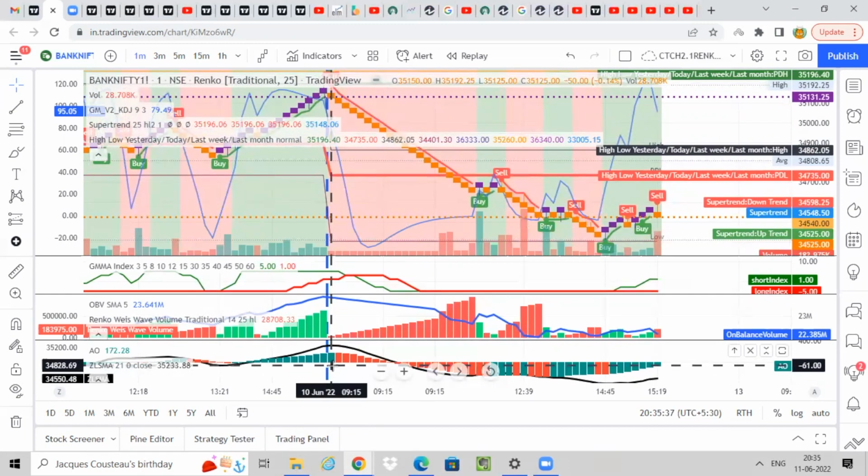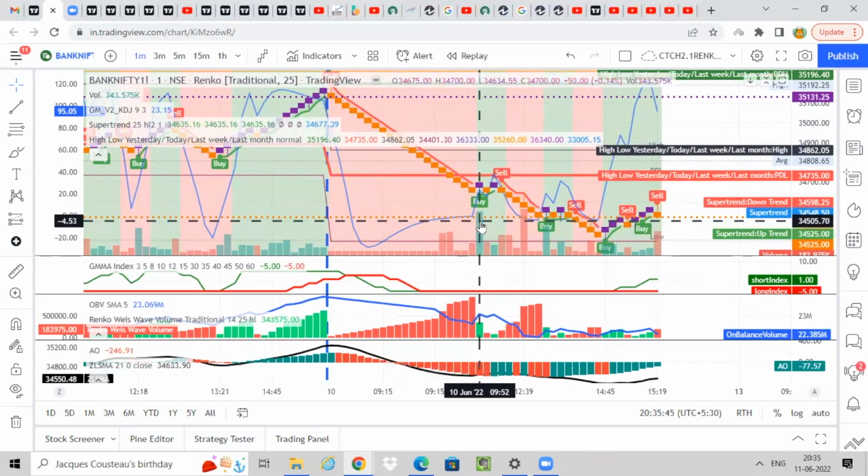Now this becomes a continuation trend. You have taken an entry. What will be the exit? The first reversal candle. Can you show that? There, that one, right? Similarly, can you show the next one?